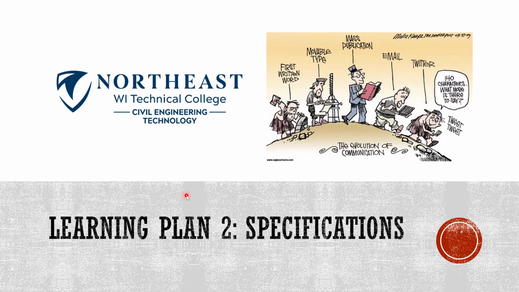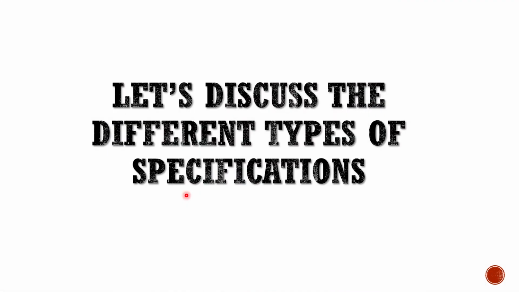Okay, let's discuss the different types of specifications. Basically, specifications are like the recipe book, the code book, the instruction manual of what materials we need and how to construct it, for all the project sites. So that's kind of what specifications are.